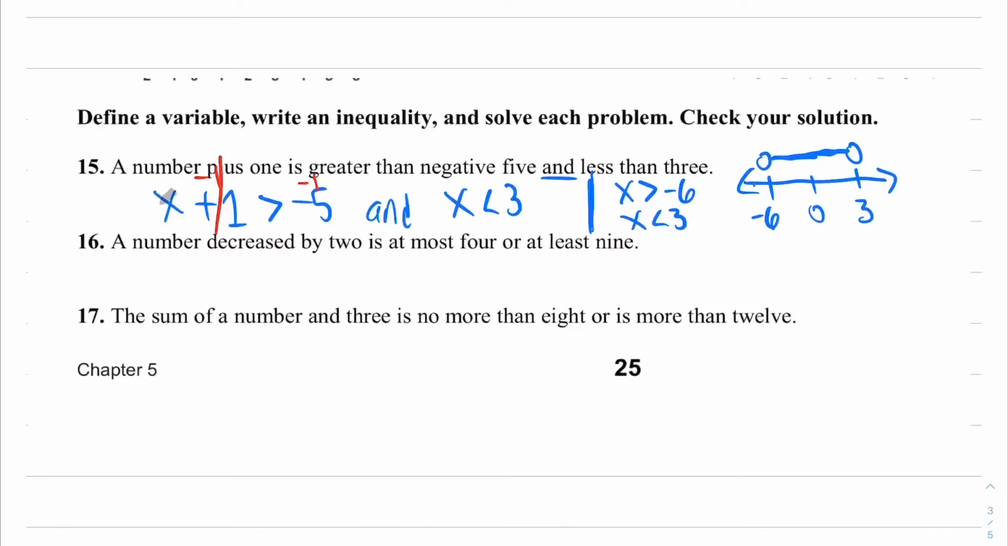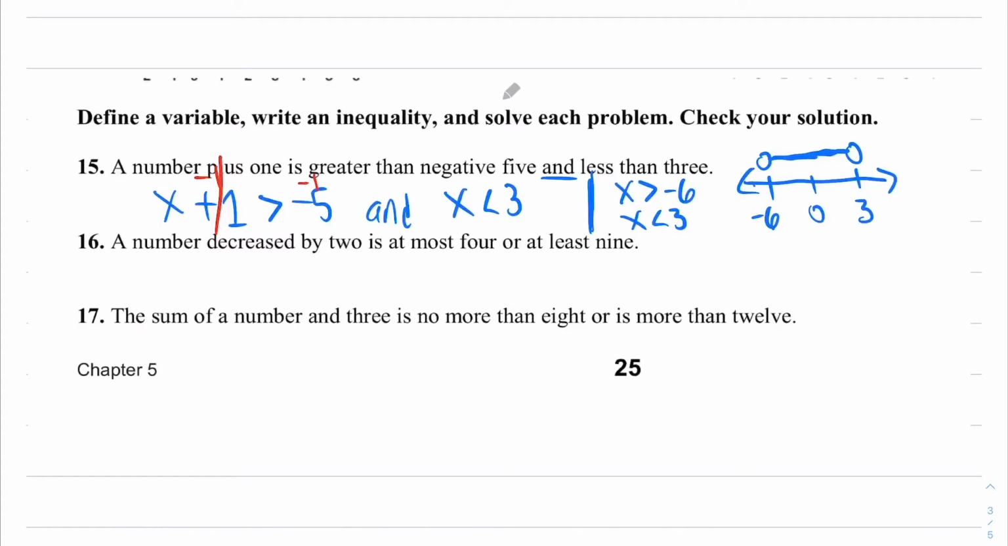So if I put 0 right here, let's just imagine I'm doing it. 0 plus 1 makes 1. Is 1 greater than negative 5? Yes, it is. Then we're going to check on the second part. Let's put a 0 right here. Imagine it. That's just a 0, not an x, it's a 0. Is 0 less than 3? Yes, 0 is.